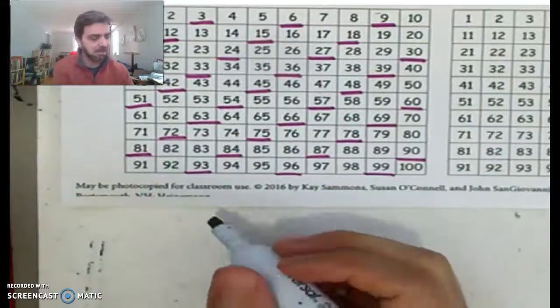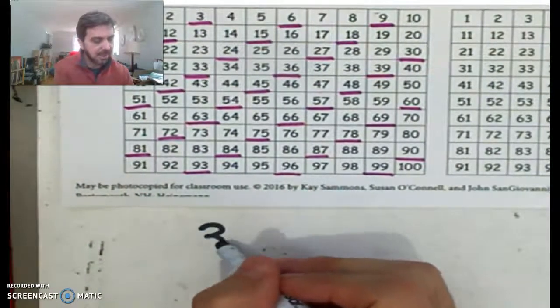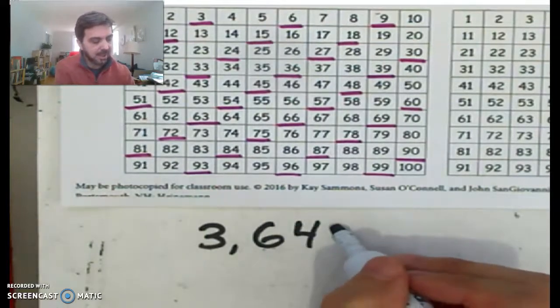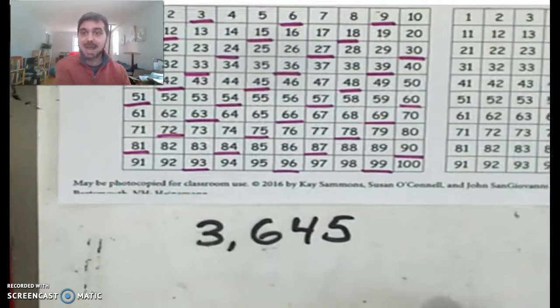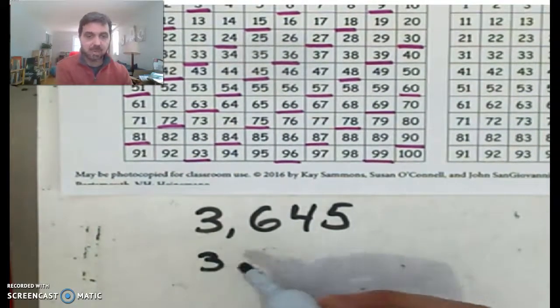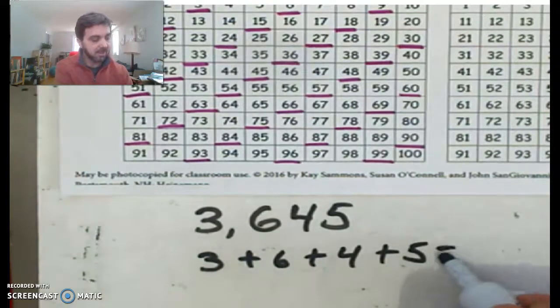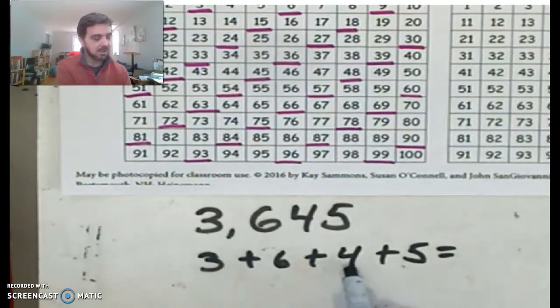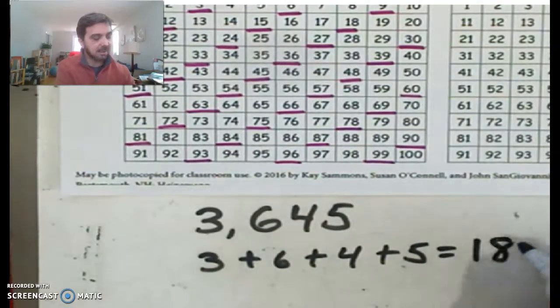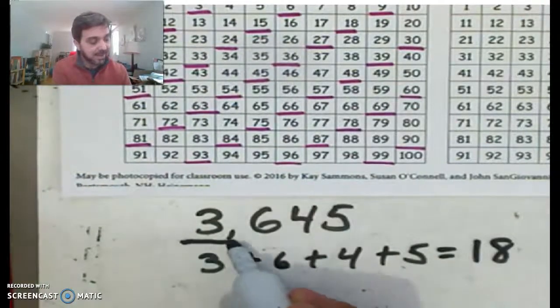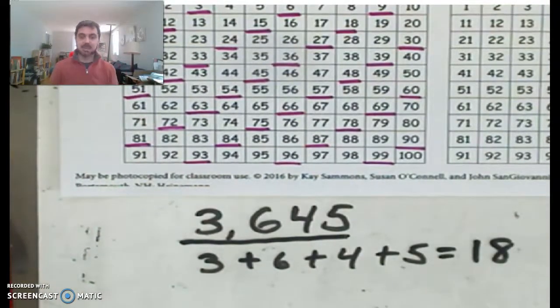So, for example, if I had a big number, like, I don't know, 3,645, I'm going to add up all those digits. 3 plus 6 plus 4 plus 5. And that equals, let's see, 9 plus 4 is 13 plus 5 is 18. So 18 is a multiple of 3. So therefore, 3,645 is a multiple of 3. Crazy, right? Pretty awesome. Very, very cool.